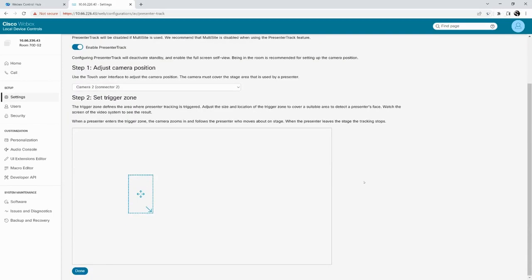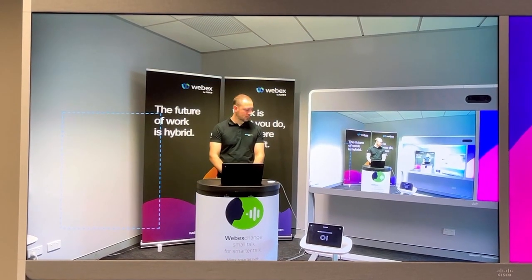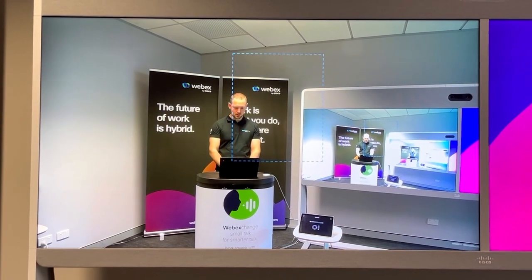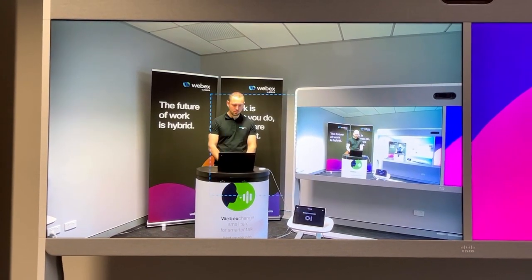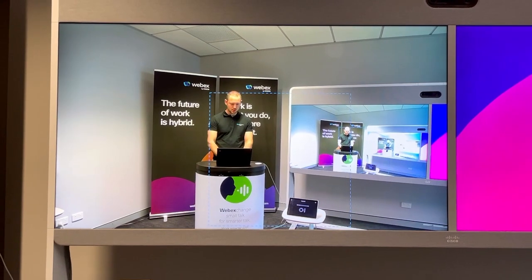You can then change the trigger zone. You can drag and resize the rectangle. Now, if you look back at the screen of your device, you'll see the trigger zone overlaid onto the camera feed, allowing you to fine-tune the location.